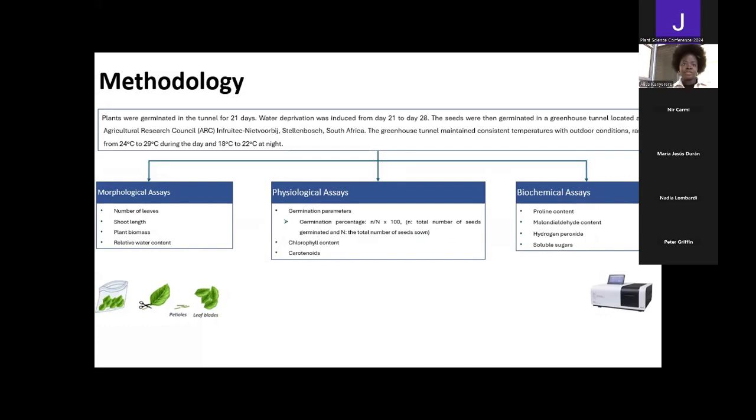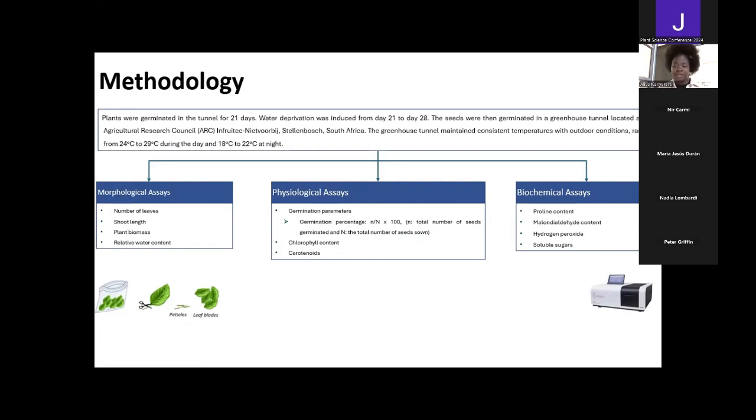The plants were first germinated in a green tunnel for 21 days to establish the seeds. Afterwards, water deprivation was induced from day 21 to day 28, and then the plants were taken from the tunnel to the lab for analysis. In the lab, the very first analysis that we performed was the morphological assays, where we looked into the number of leaves, the shoot length, the plant biomass, and the relative water content.